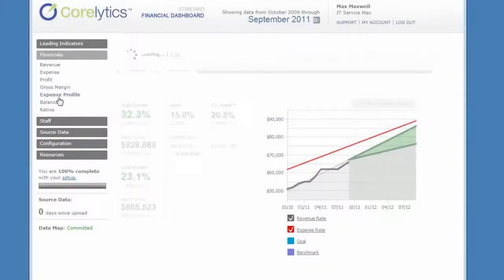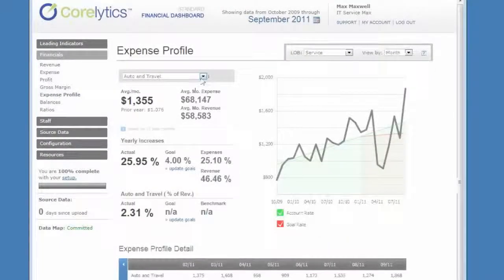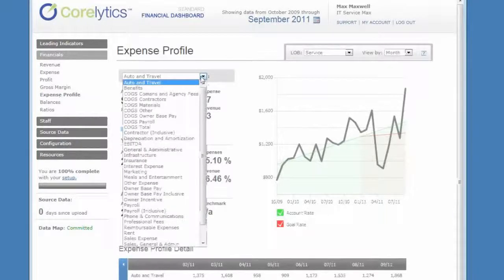There's also an expense profile view where you can look at any particular expense in the standard chart of accounts and chart the last 2 years worth there. There's all the accounts in the standard chart of accounts. In some of these, called inclusive, there's 2 lines for contractors. Payroll, there's 4 lines that can be included in that.